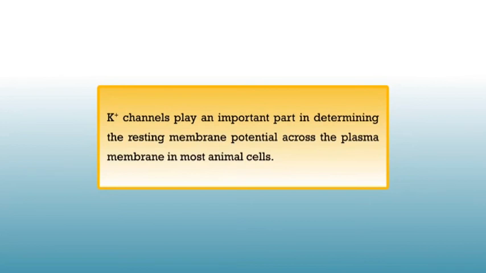Ion channels are ion selective. Potassium ion channels allow potassium ions only, but not closely related sodium ions, to enter, whereas sodium ion channels admit sodium ions but not potassium ions. Potassium ion channels play an important part in determining the resting membrane potential across the plasma membrane in most animal cells.